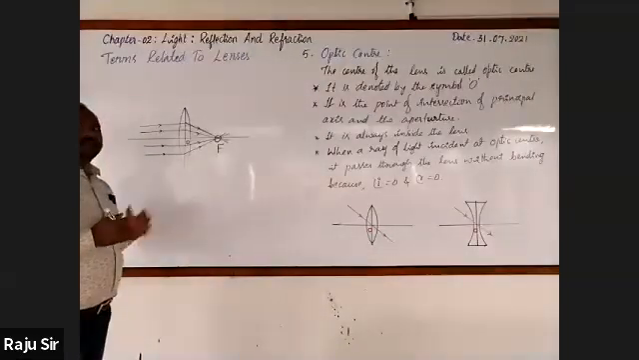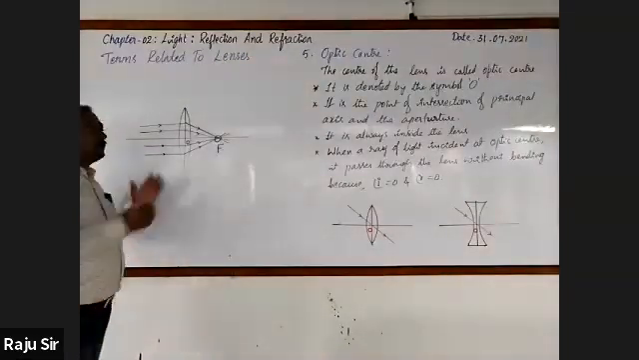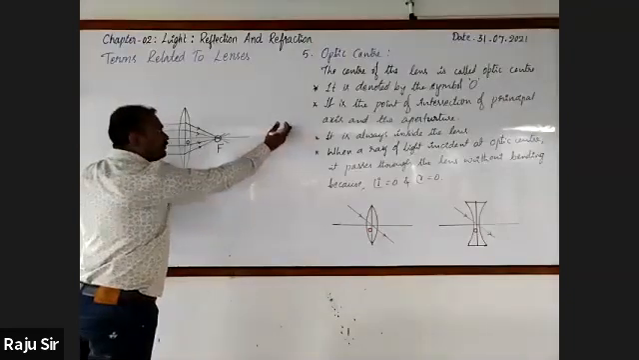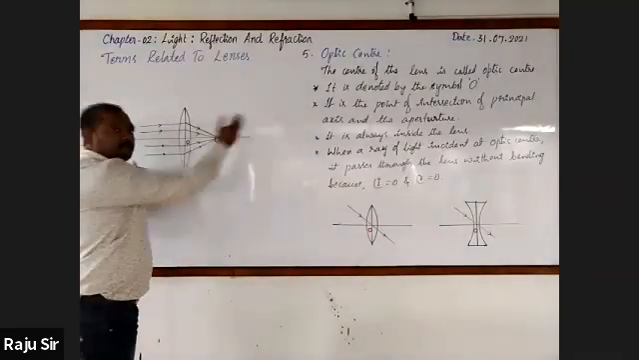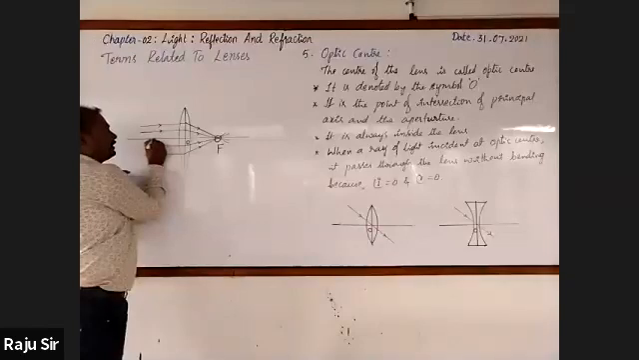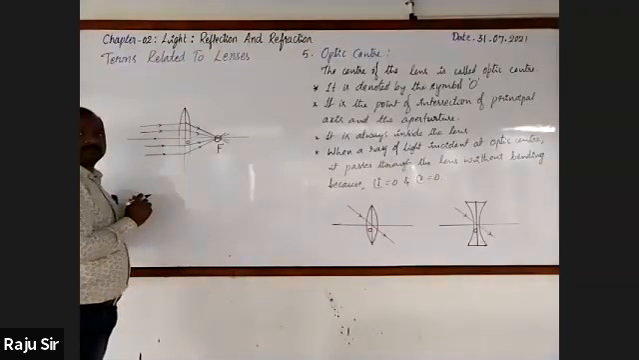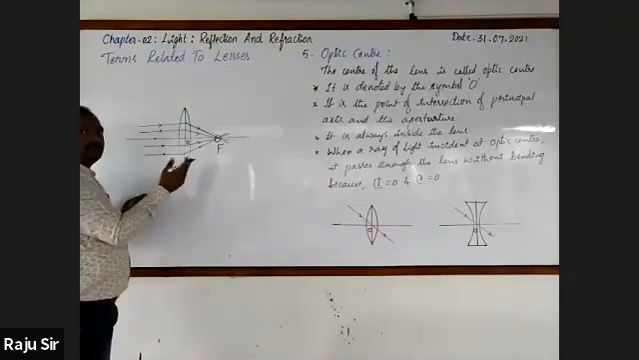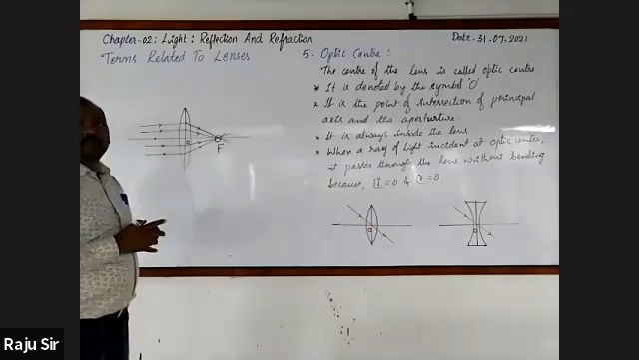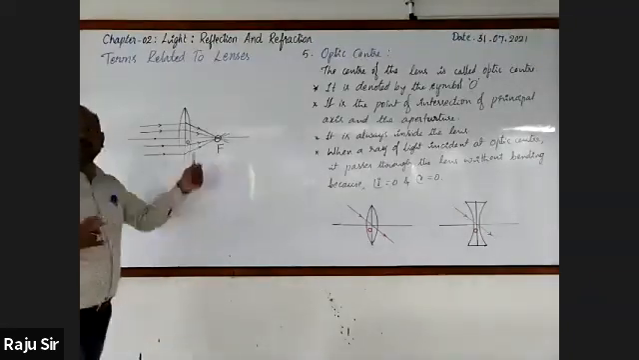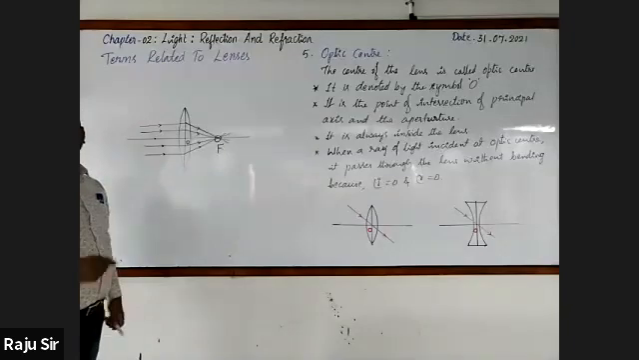But as the lens is a transparent material, light rays can also come from the right side. Is it not? Here we'll get the principal focus. Got it? So it has two principal foci.